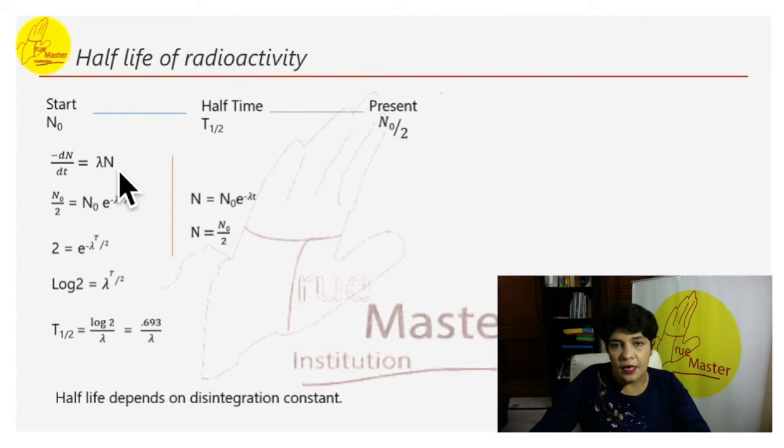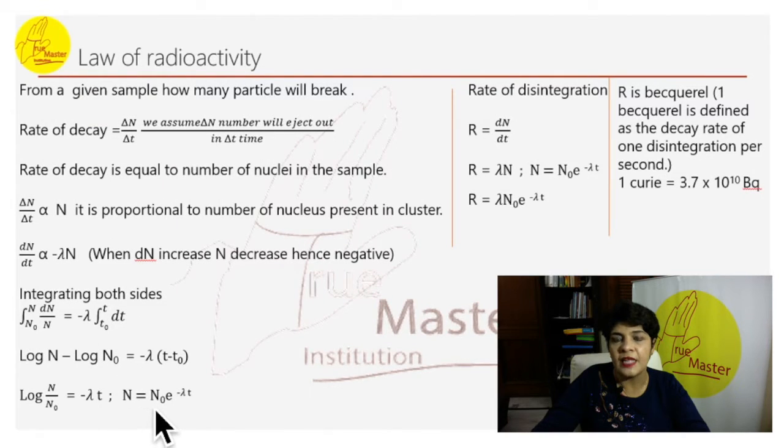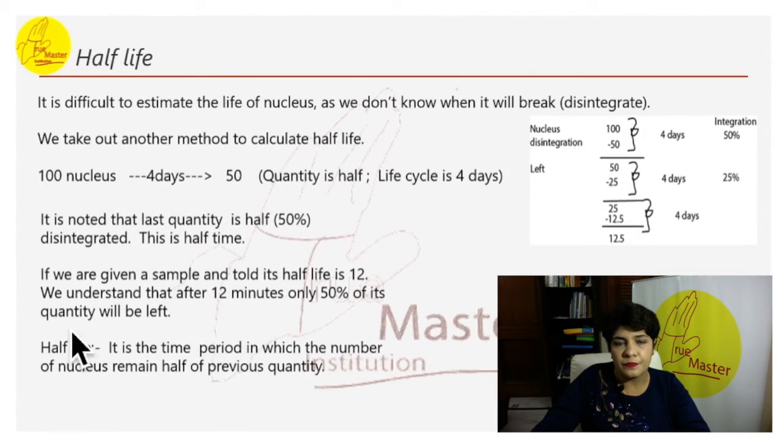Now N naught by 2 equals N naught e to the power minus lambda t by 2. Where is this formula coming from? Again, it is from N equals N naught e to the power minus lambda t. If it is the half cycle, we say N is divided by 2 and the time is now also t by 2.